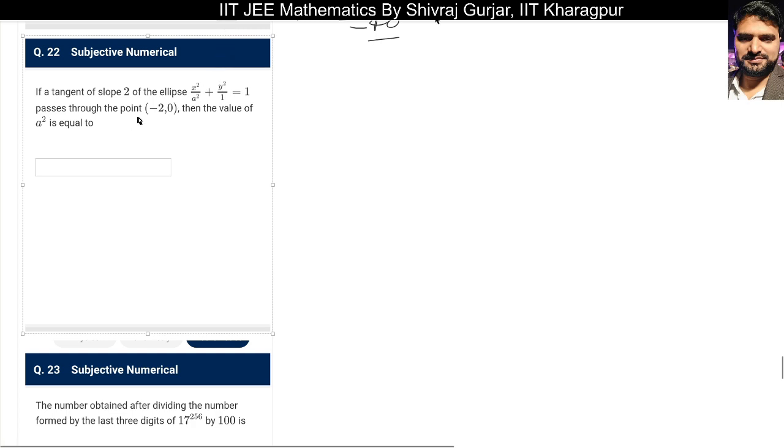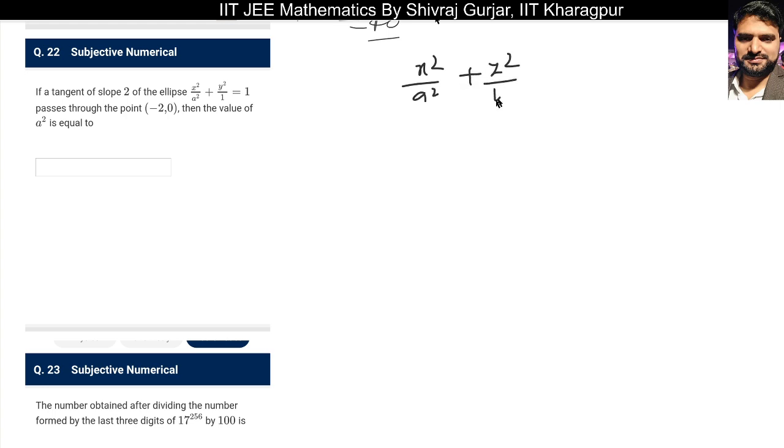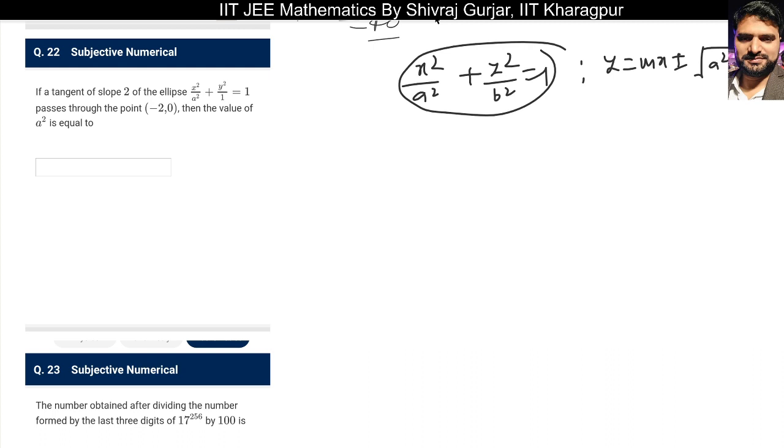Question 22. If a tangent of slope 2 of the ellipse passes through the point, then the value of... okay, simple. If our ellipse is x square by a square plus y square by b square equals 1, then its tangent is nothing but y equals mx plus minus root of a square m square plus b square.